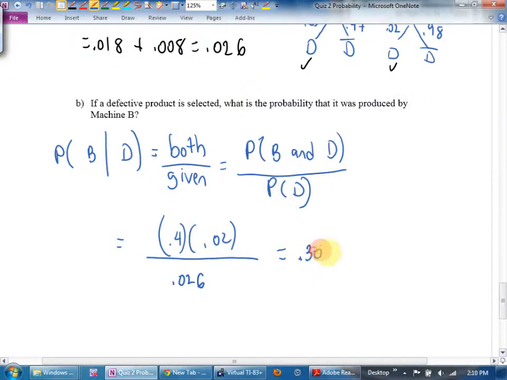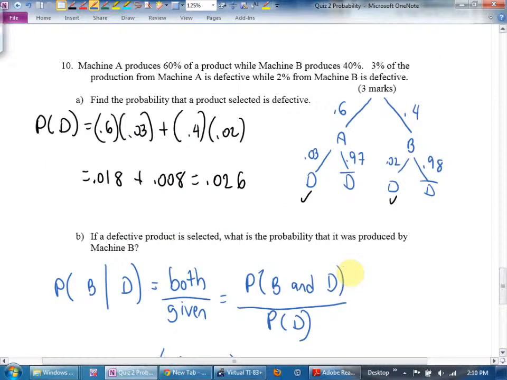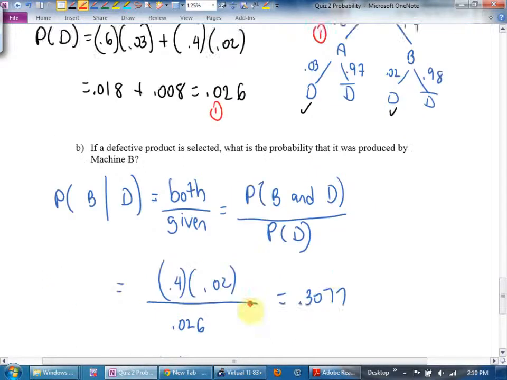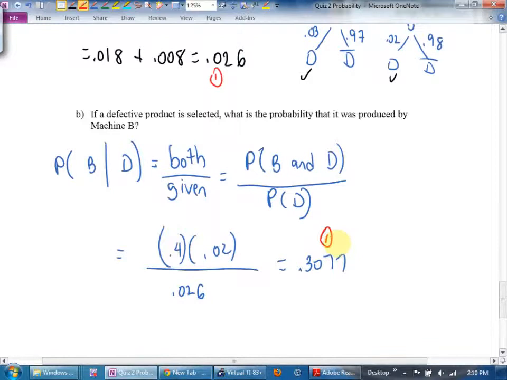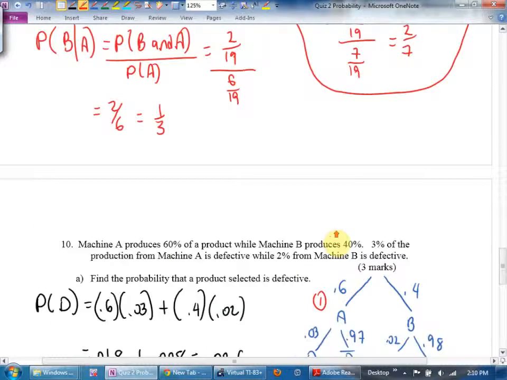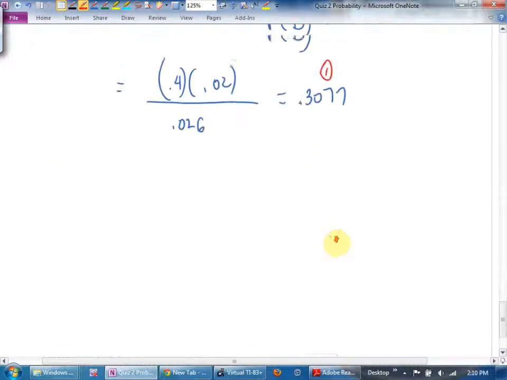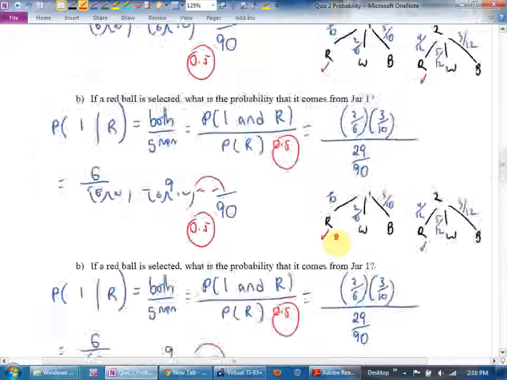How many marks is this worth? 3? I would probably go like this. 1 mark for the tree, 1 mark for the answer, and 1 mark for this answer. Now I think you can give yourself a total score, correct me if I'm wrong, out of 23. Can you not? And if you need to lawyer with me, now is the time.